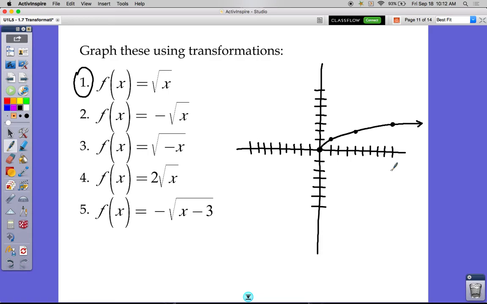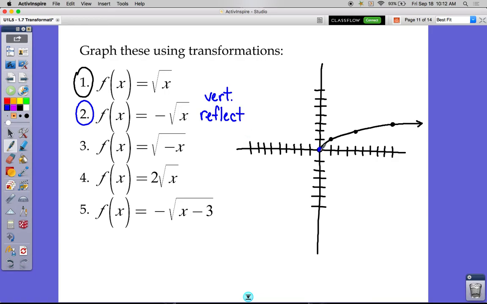What's happening with number 2? Let's talk transformations first. A negative in front is going to reflect, and it's going to be a vertical reflection. That is, the y values become negative. It's happening after the square root has taken part, so it's affecting the function values, that is the y values.